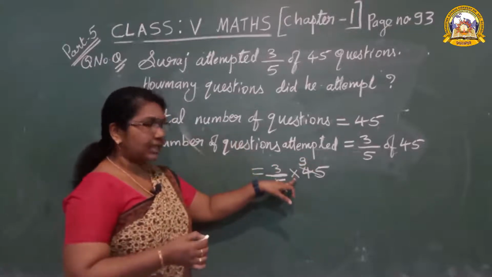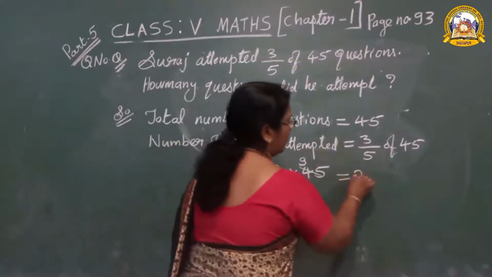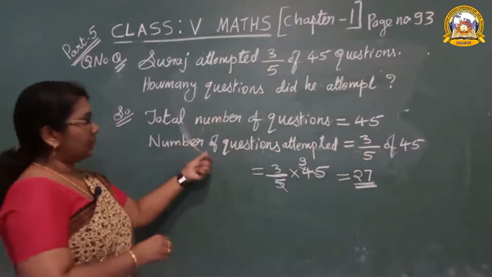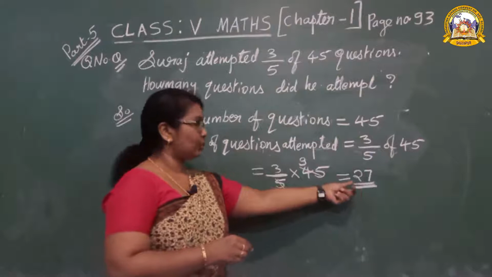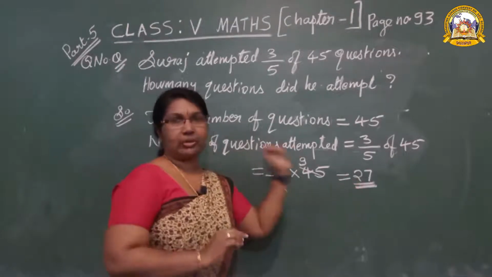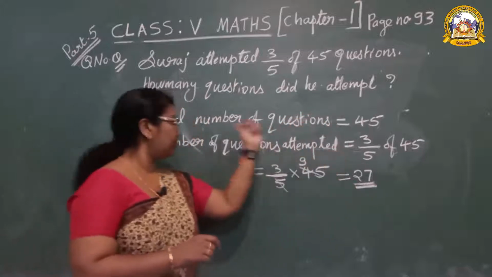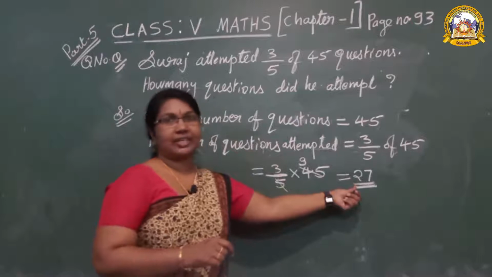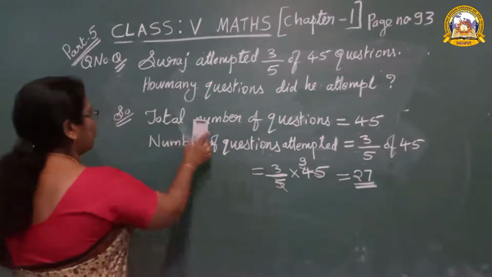Now what's the sign here? Multiply. 3 9s are 27. So how many questions did Suraj attempt? Number of questions he attempted? 27 questions. So in total he did 27 questions. Total number of questions is 45. So he attempted how many questions, students? 27 questions. Now look here, students, and see the next question.